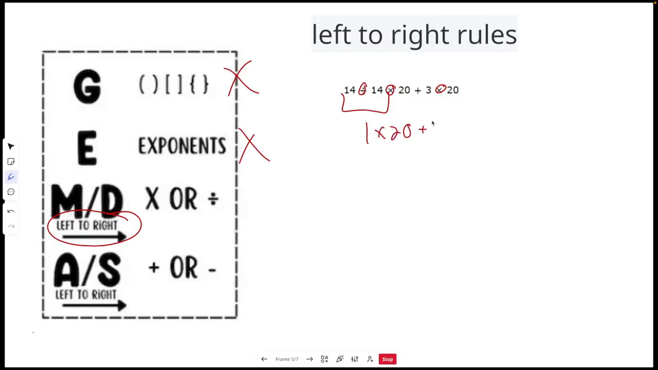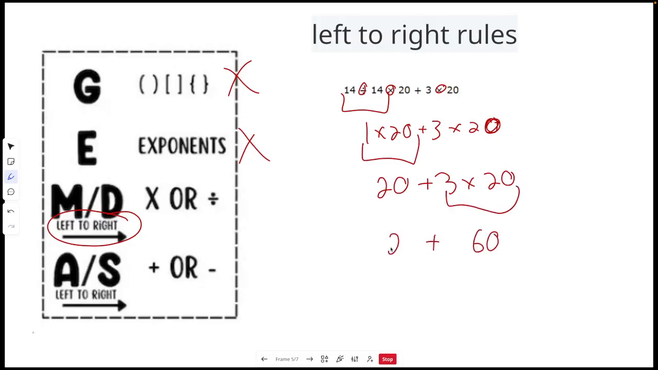Bring everything else down without changing it. And now you have two multiplication signs. Go in order from left to right. So first, 1 times 20 is 20. And then this multiplication, 3 times 20 is 60. 20 plus 60 is 80. Final answer.